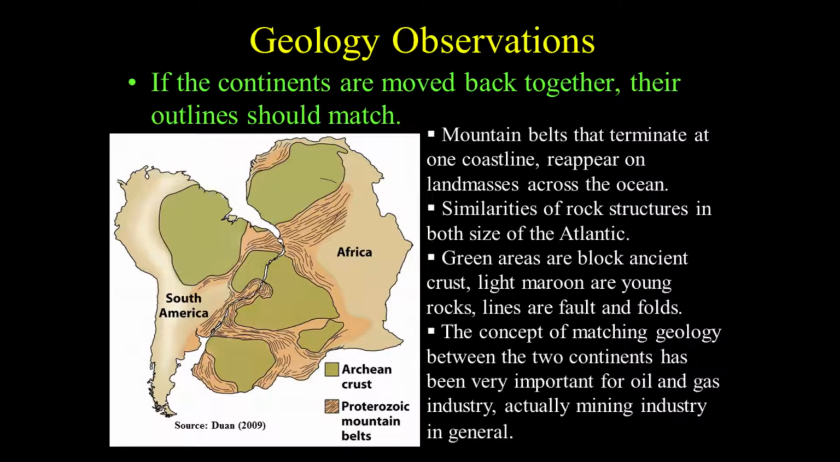Mountain belts that terminate at one coastline reappear on land masses across the ocean. Similarities of rock structures on both sides of the Atlantic. Green areas are ancient crust. Light maroon are young rocks. Lines are faults and folds.